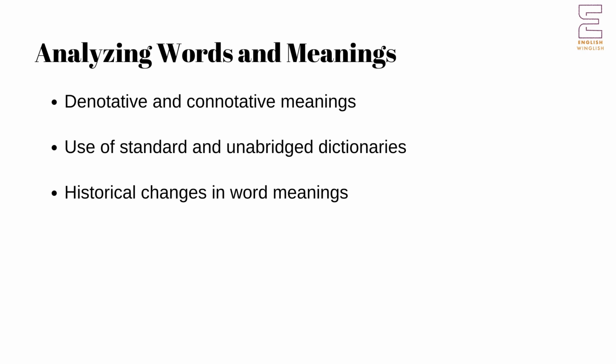Analyzing words and their meanings. The first step in formalist analysis is a detailed examination of the words used in the text. This includes understanding their basic internal meanings, that is, denotations, and their suggested or associated meanings, that is, connotations. Awareness of multiple meanings and the historical evolution of words provides significant insights into the text's deeper layers.